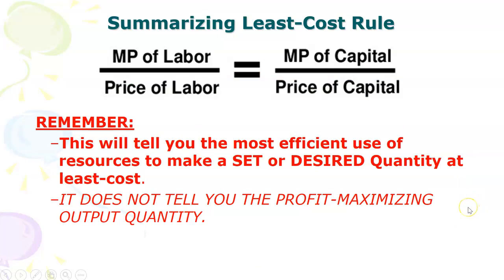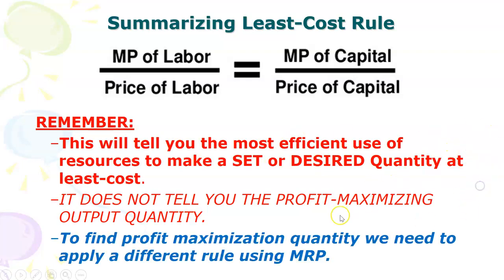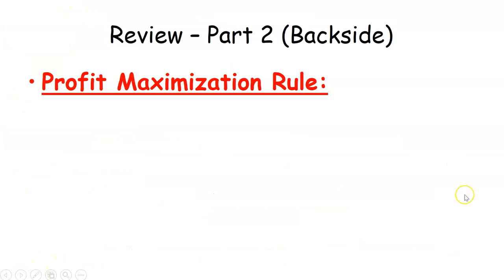So to summarize the least cost rule, we're again using the marginal product per price, right? So marginal product per unit, and you want to set them all equal to one another. Now this is going to tell us the most efficient use of resources to make a set or desired quantity of goods at least cost. It does not, however, tell us the profit maximizing output quantity. To find that, we have to use the MRP, and we're going to be using the profit optimization rule. And that's part 2, or the back side of the worksheet.